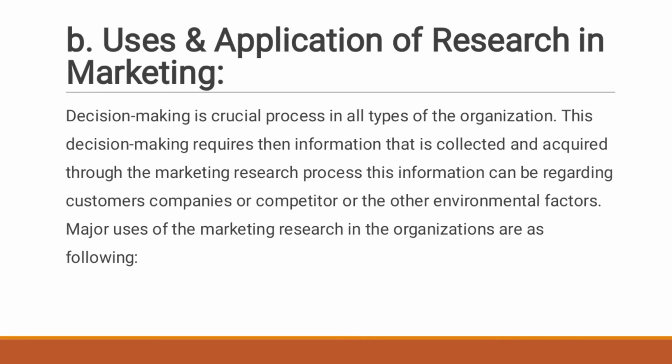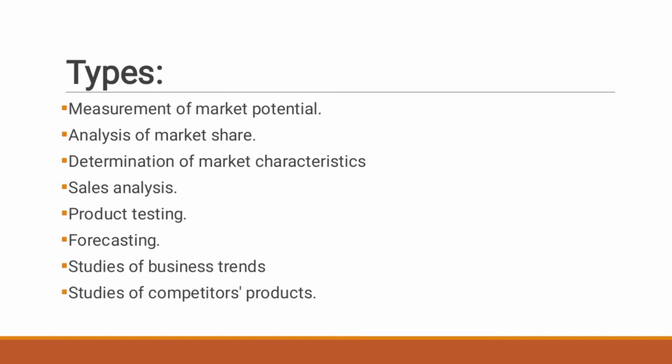Application of research in marketing. Decision making is a critical process in all types of organizations. This decision making requires information that is collected and acquired through the marketing research process. This information can be regarding customers, companies, competitors, or other environmental factors. Major uses of marketing research in an organization are as follows.